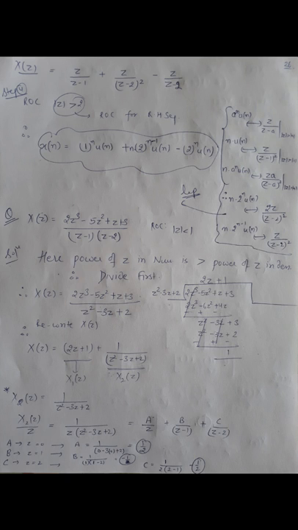Go for the next question, an important one: X(z) is equal to (2z cube minus 5z square plus z plus 3) upon (z minus 1)(z minus 2), and ROC is mod of z less than 1. Here in this question we see that the power of z in the numerator part is greater than the power of z in the denominator part.